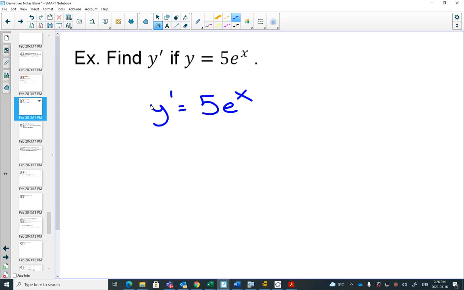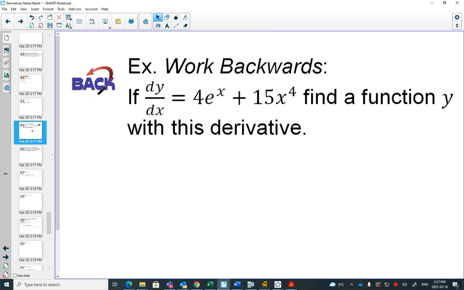Why don't we have to do a product rule here with 5 times e to the x? Because the first number is just a constant. So we only have to do the product rule when the product has something that we can do the derivative of in each part. In other words, variables of x in each part. Okay?